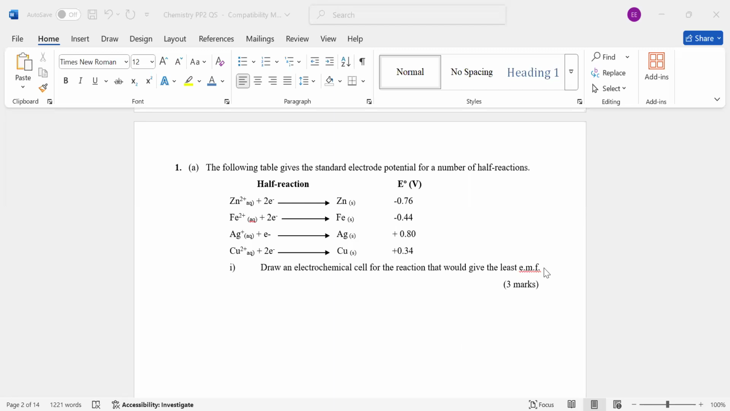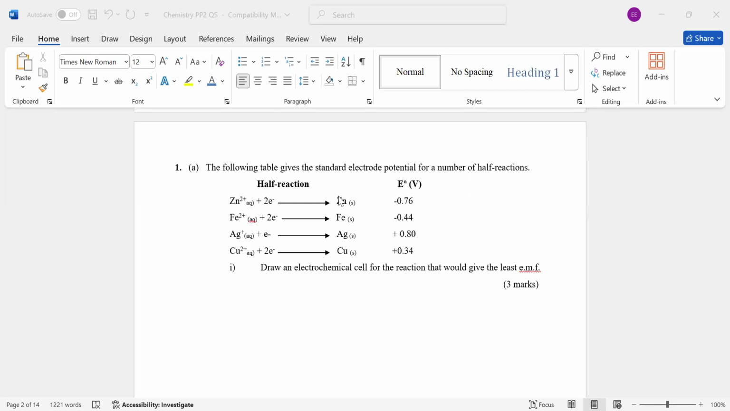I give 1 minute, everybody should come up with a good diagram. We need to know, first of all, how the diagram should be. The diagram consists of two half cells. One half cell will have zinc, another half cell will have iron. But these two half cells are not just placed anyhow. There's one that should be placed on the right-hand side, another one on the left-hand side.